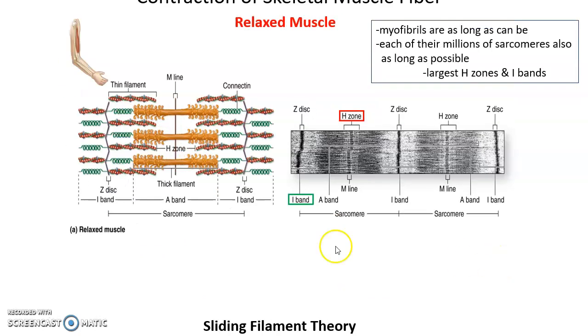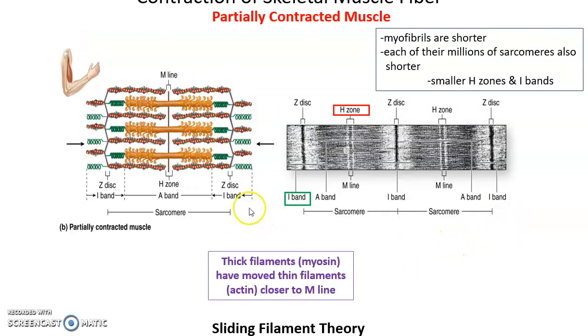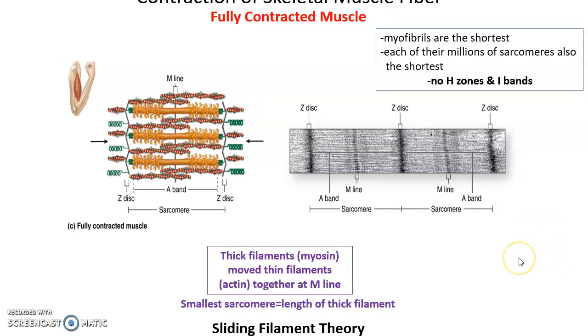So again, at relaxed state, lots of H zone, lots of I band, only a little overlap between the thin and thick filaments. Start to contract, the myosin is pulling the thin filaments toward the M line. We now have increased overlap, so the H zone gets smaller, the I bands get smaller, and at complete contraction, the sarcomere is as short as it can get, which is the A band, and there is no place where there's not overlap. So no H zones, no I bands.